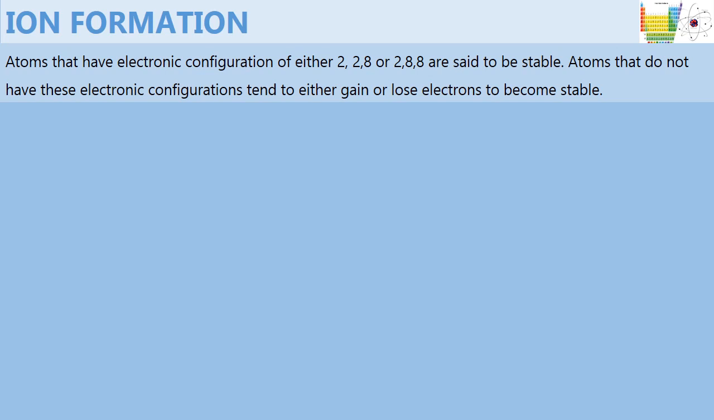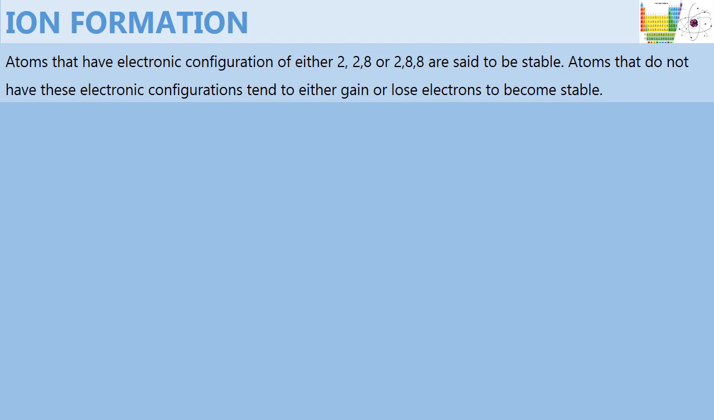Well, before we talk about ions, let us talk about what we know, atoms. So the atoms that have an electronic configuration of either 2, 8, or 2, 8, 8 are said to be stable. Atoms that do not have these configurations tend to gain or lose electrons to become stable.